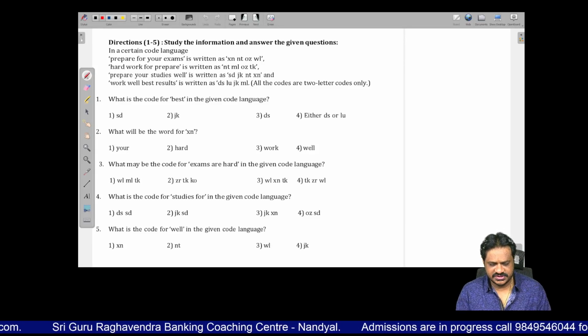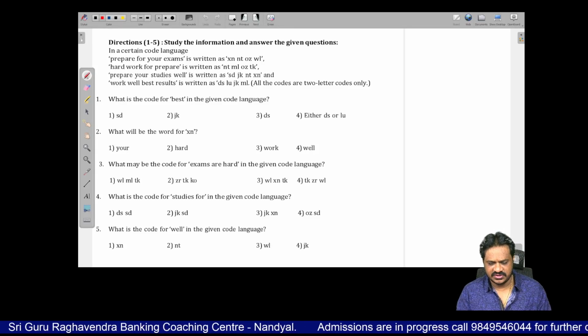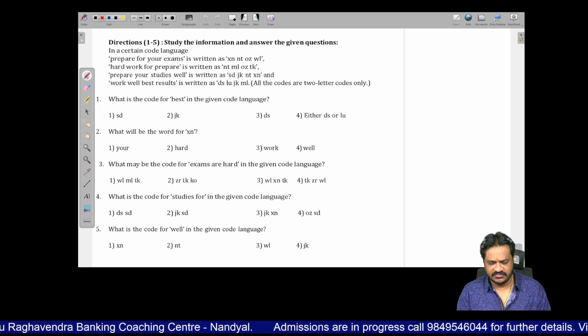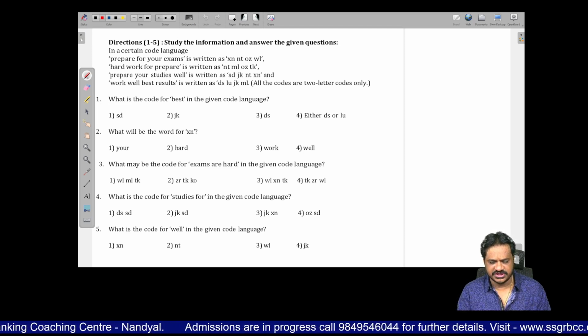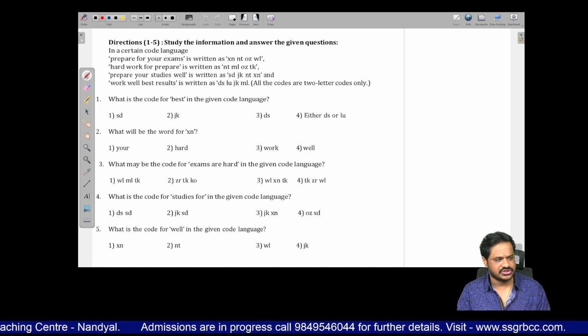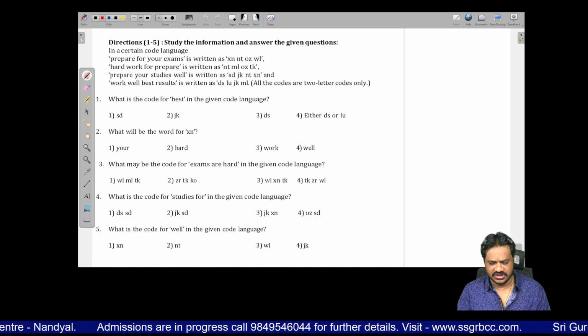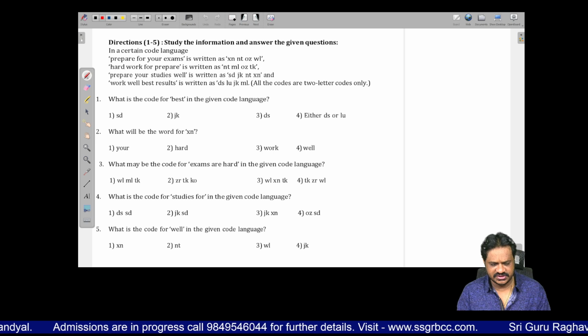Good morning, students. Today we will discuss the coding and decoding chapter. So here in coding decoding, you will be given four sentences, and there are some codes also. Based on that, you should answer the given questions.